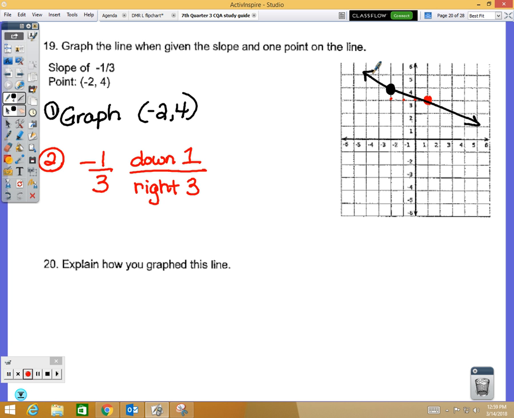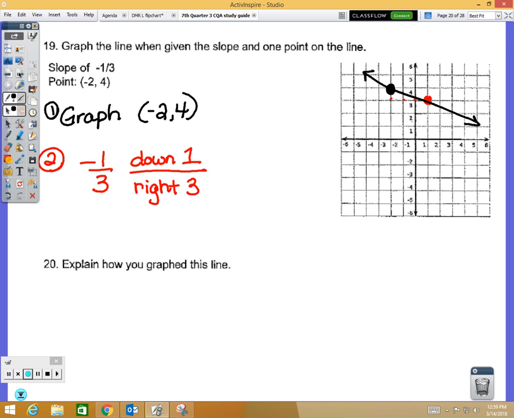Perfect. Okay, so you're saying those words and you're writing that. So when you do this on the CQA, you'll be typing that in. First, I graphed -2, 4. Then I used my slope, down 1, right 3. Okay? Questions about number 20 or 19?